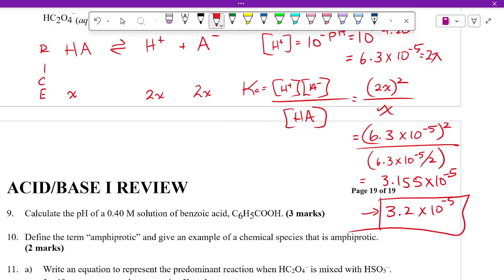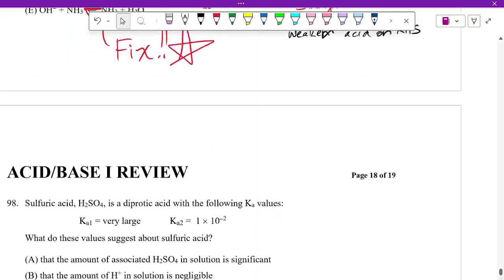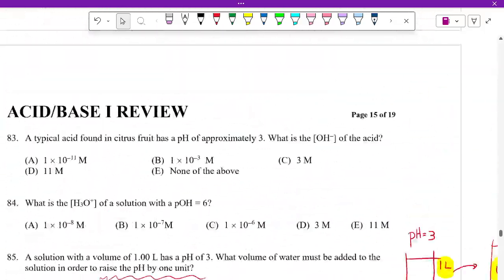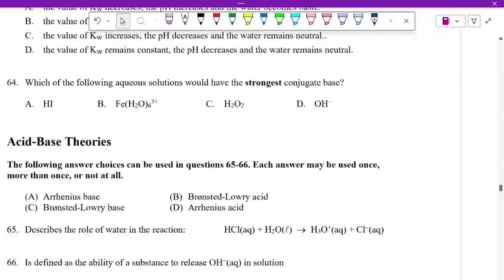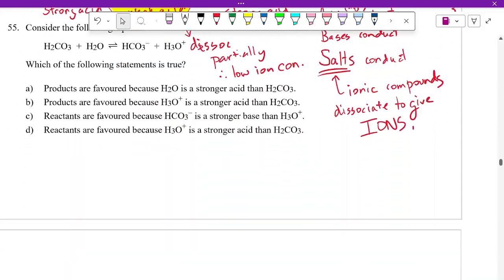Would you like me to do any of the questions that my AP guys asked me for last semester? No, we're done? Do we feel like we've done enough? I don't really understand. 57? Let's do 57.